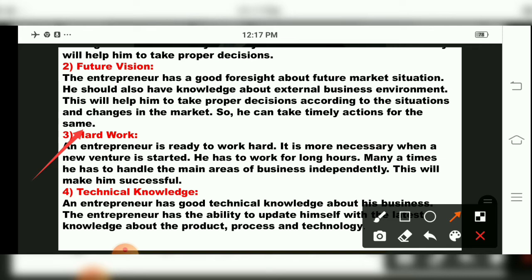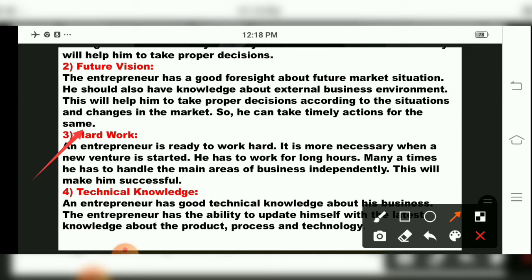He has to work for long hours. Many a times he has to handle the main areas of business independently, children. This will make him successful. So the third point here in characteristics is what? Hard work, children. So entrepreneurs will always be, or he should always be ready to do hard work.